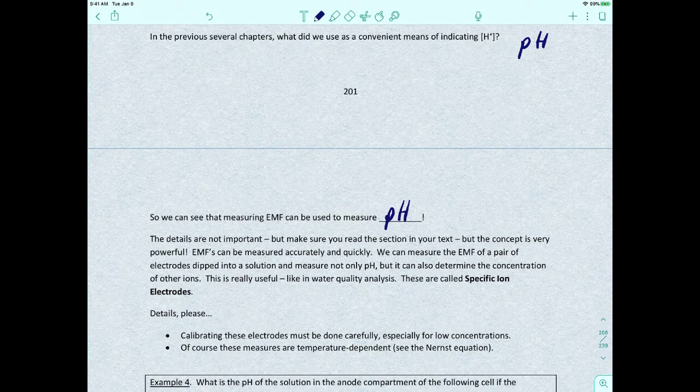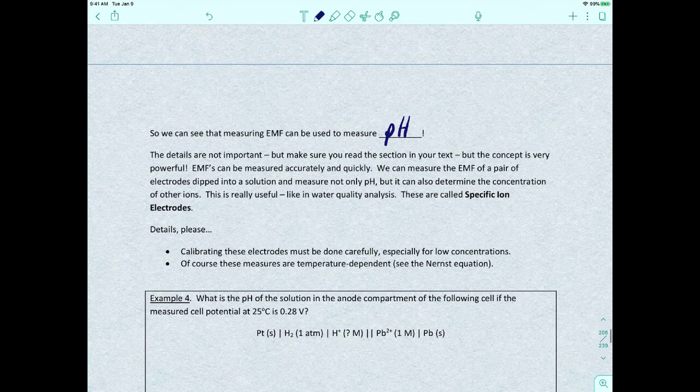Now, the details are not really important right now, but if you go forward into analytical chemistry, usually the next stepping stone right after Gen Chem, this is something you'll definitely focus in on. But the concept is really powerful.